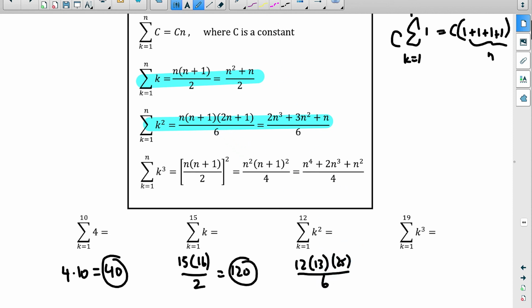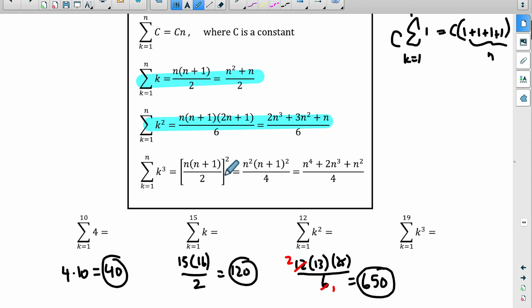So you could divide again the 12 and the 6. This would become a 1, and this would become a 2. So we've got to go 2 times 13 times 25. Well, look, 2 times 25 is 50, and 50 times 13, well, 100 times 13 is 1300, and this is half as much, 650. No problem. Get the calculators out if you want, but 650 is your answer.